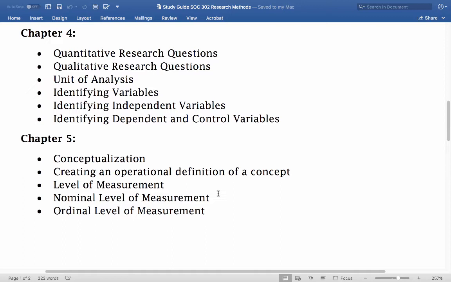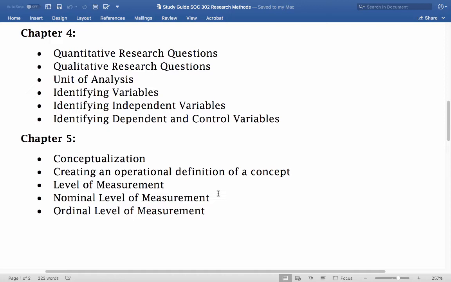Unit of analysis, I'm going to give you a little one there too. A little tricky. No, I'm just kidding, it's not that tricky. To identify what a unit of analysis is, it's the thing that you're studying. So I'm going to give you a little hypothetical where you're going to have to figure out which thing is the unit of analysis.